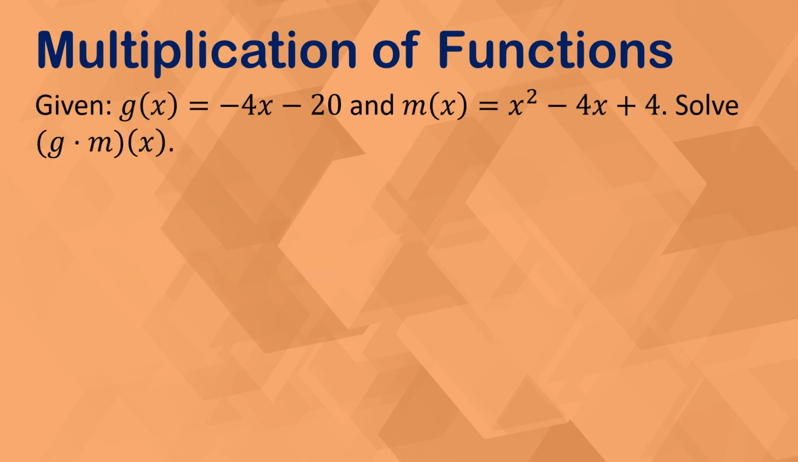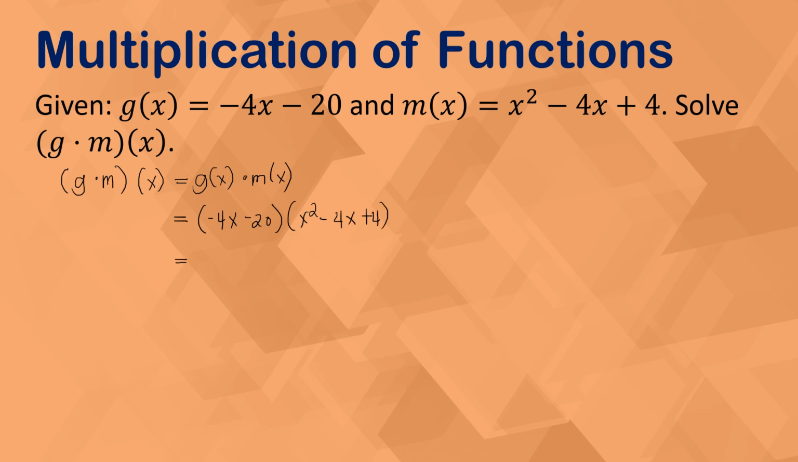Let's have the second example. g of x is equal to negative 4x minus 20. m of x is equal to x squared minus 4x plus 4. We solve for the product of the two given functions, g and m. So let's have here g times m of x, by definition, that is g of x times m of x. Okay, then we substitute the functions. We have here negative 4x minus 20 times x squared minus 4x plus 4.